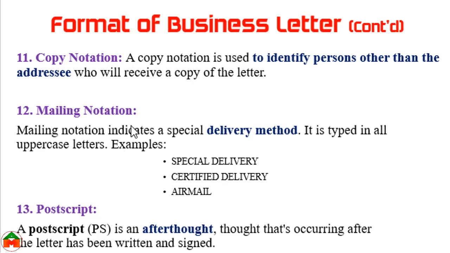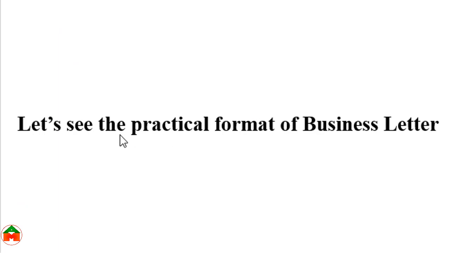Another part is mailing notation. Generally, it is shown in the upper part after the date. It includes the delivery method, examples, special delivery or certified delivery or airmail. And the last part is postscript. Generally, after completing the writing and signing, if you have to mention any important issue, then those afterthoughts should be shown as a postscript. Let's see the practical format of business letter.